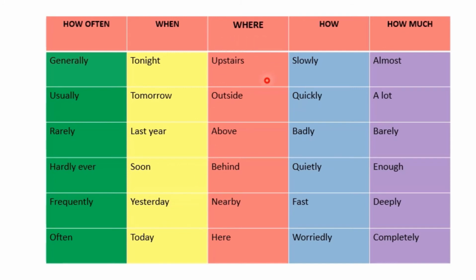Where? Upstairs, outside, above, behind, nearby, here. How does the action take place or the event? Slowly, quickly, badly, quietly, fast, worriedly. How much? Almost, a lot, barely, enough, deeply, or completely. All these words are adverbs.